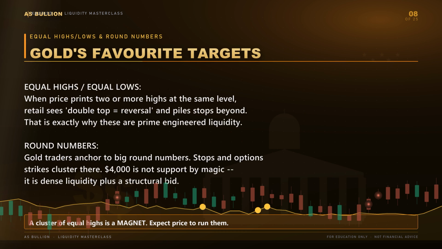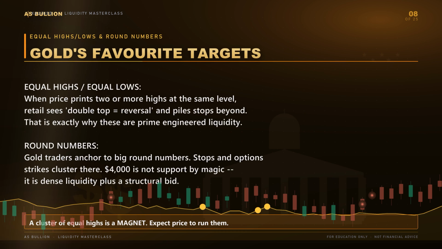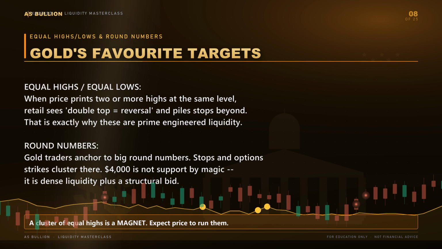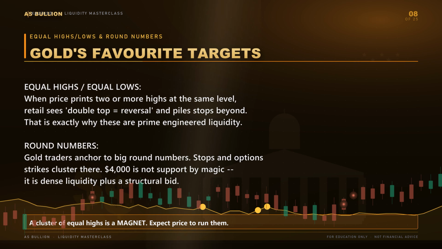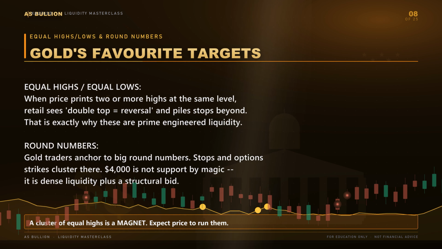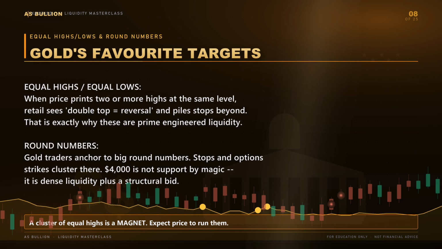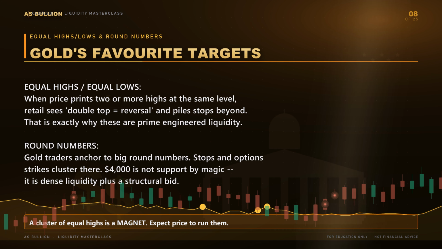The counterintuitive truth about liquidity. Price often rallies specifically to reach buy-side liquidity above and then reverses down. And it drops to reach sell-side liquidity below, then reverses up. The liquidity grab is frequently the exhaustion point, not a breakout.